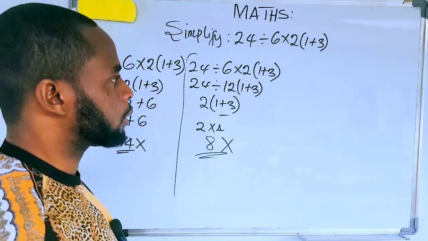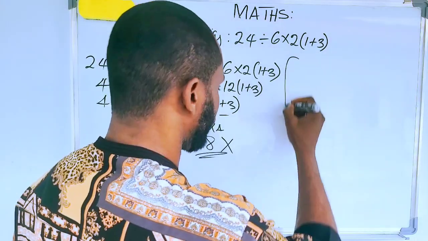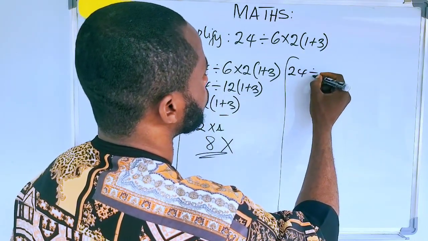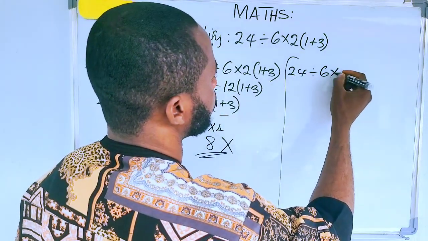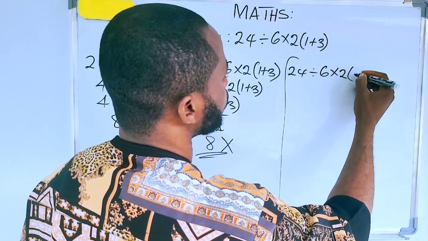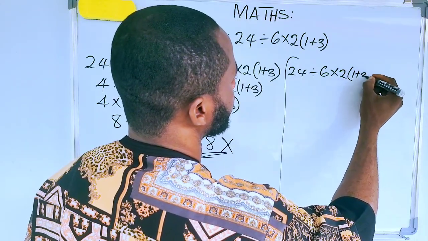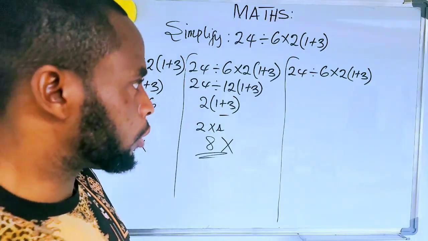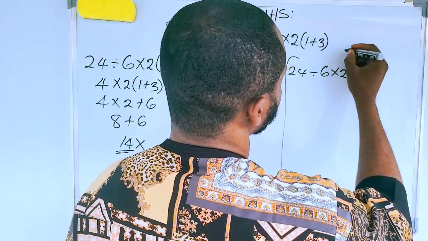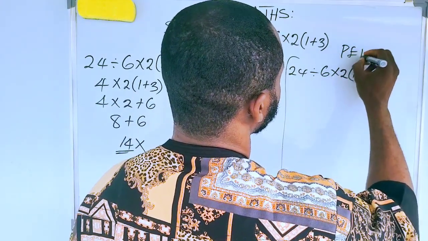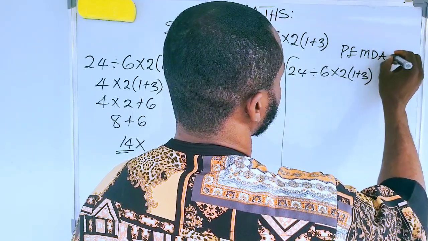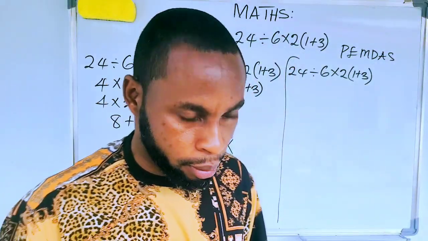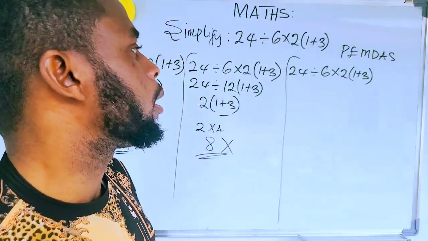Now, to do this in the correct way, we are going to have this. We have 24 divided by 6 multiplied by 2 times 1 plus 3 in parentheses. Right here, we are going to apply PEMDAS, or use BODMAS. Both are the same.